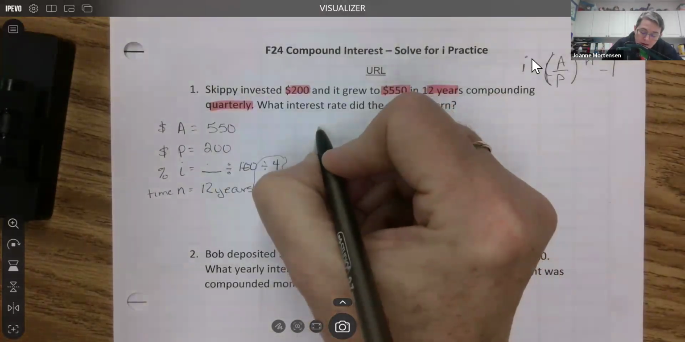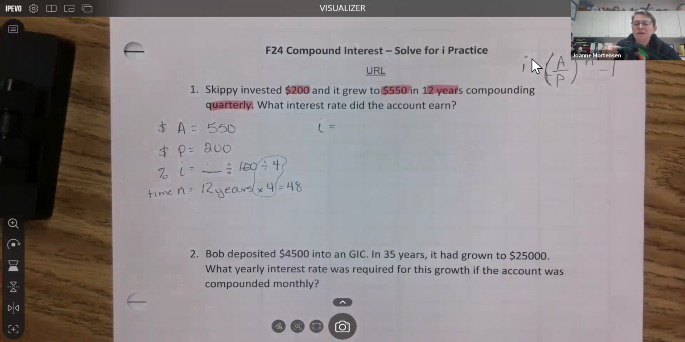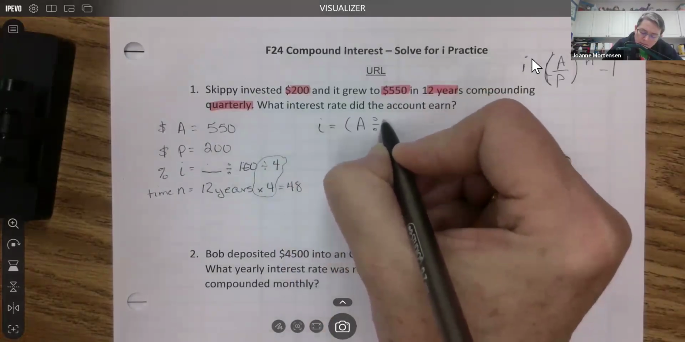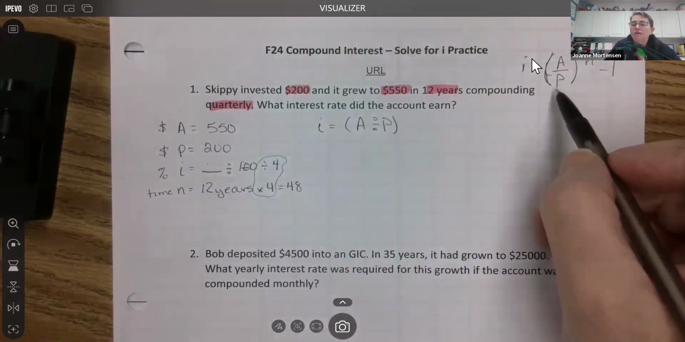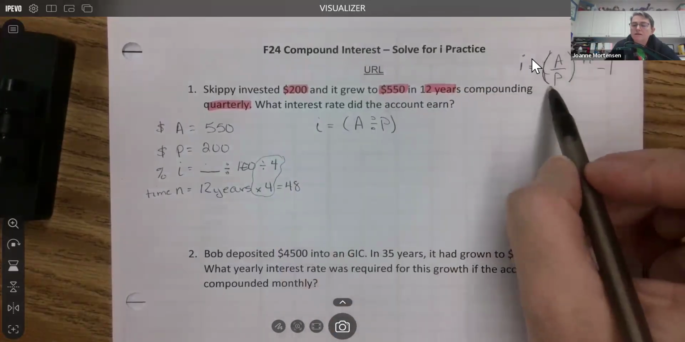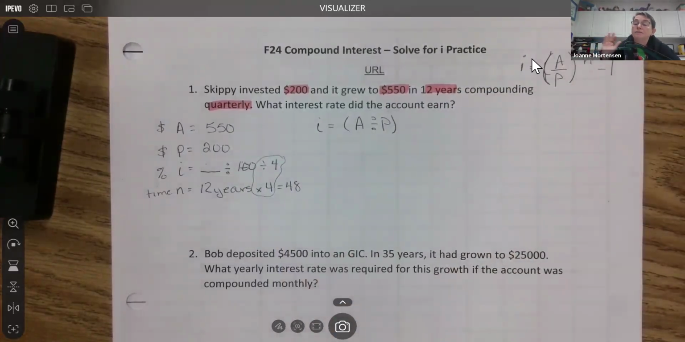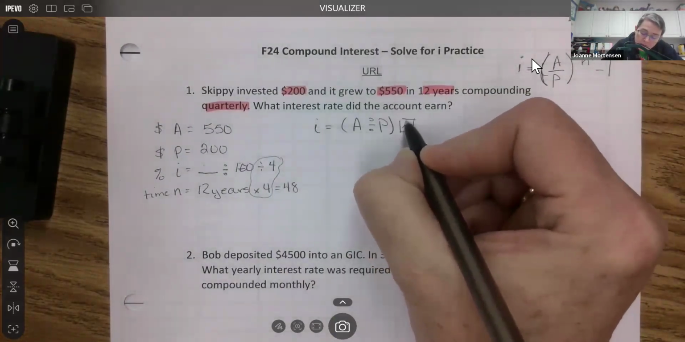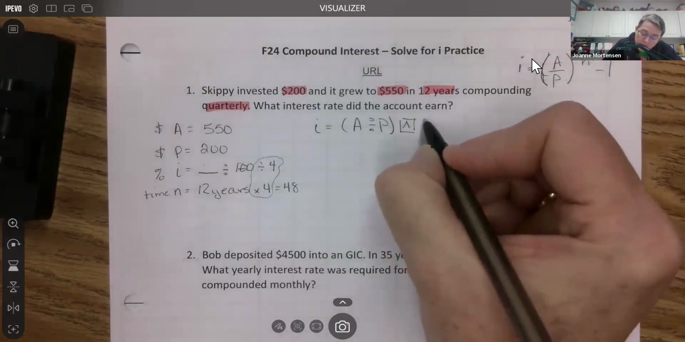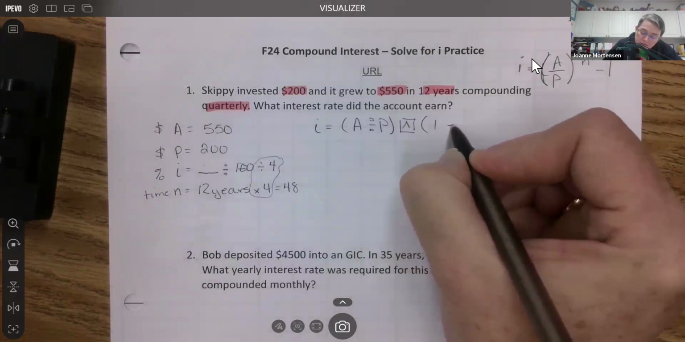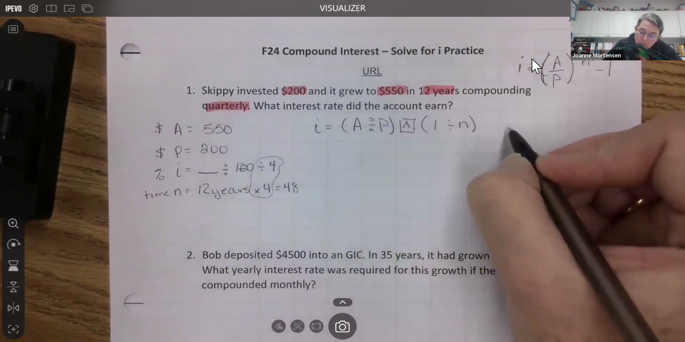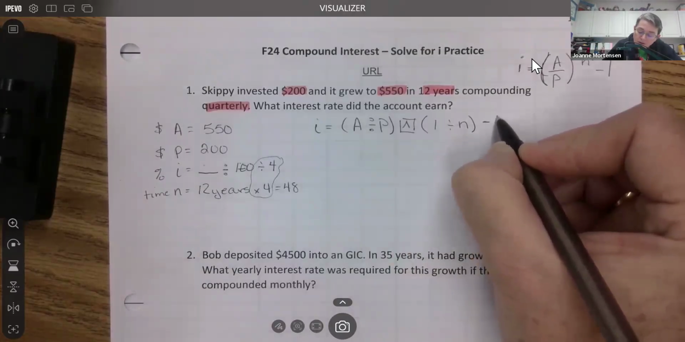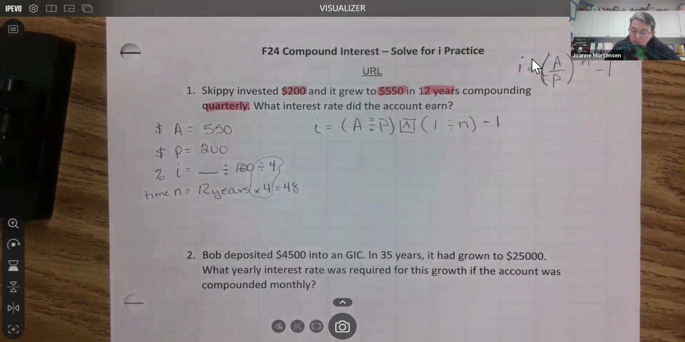So this is from the previous page. A by P. Essentially all of this is just taking the actual formula and my keying sequence is making it pretty to fit in my calculator. And then I need my exponent key. And then I need a bracket, 1 divided by n, close my bracket. Minus 1. I think that's okay.